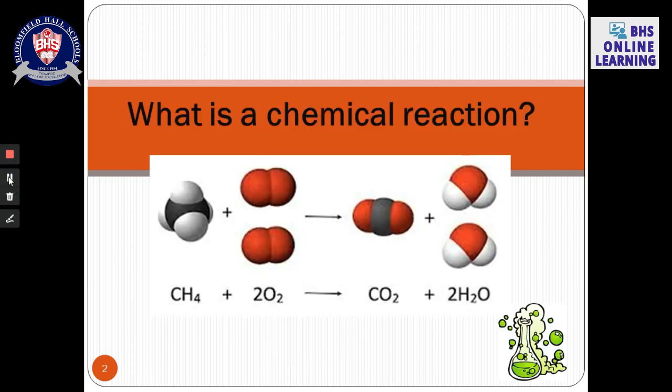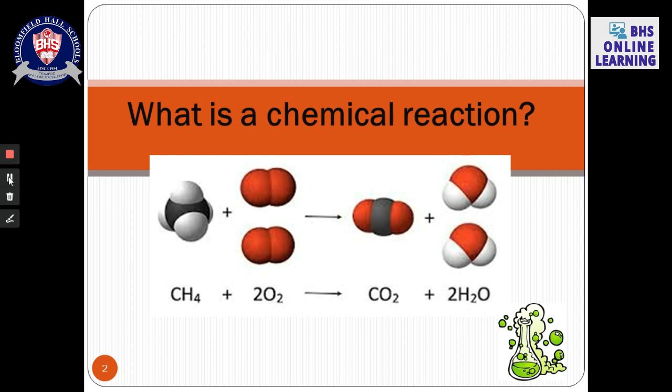What is a chemical reaction? A chemical reaction is one in which the reactants are changed into products. In this reaction, methane CH4 and oxygen O2 are the reactants. The reactants are one molecule of methane CH4 and two molecules of oxygen O2.